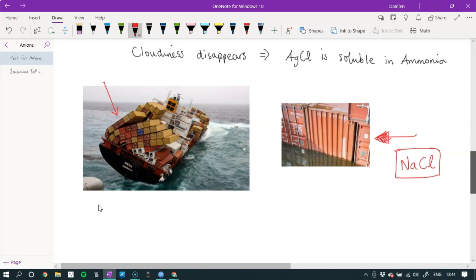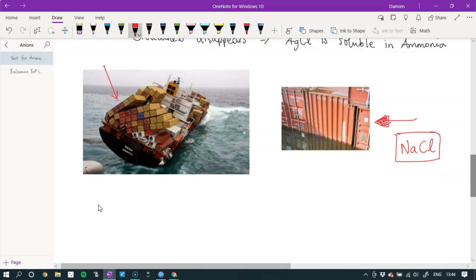So basic chemistry there, used in everyday life. Let's move on to the next experiment.